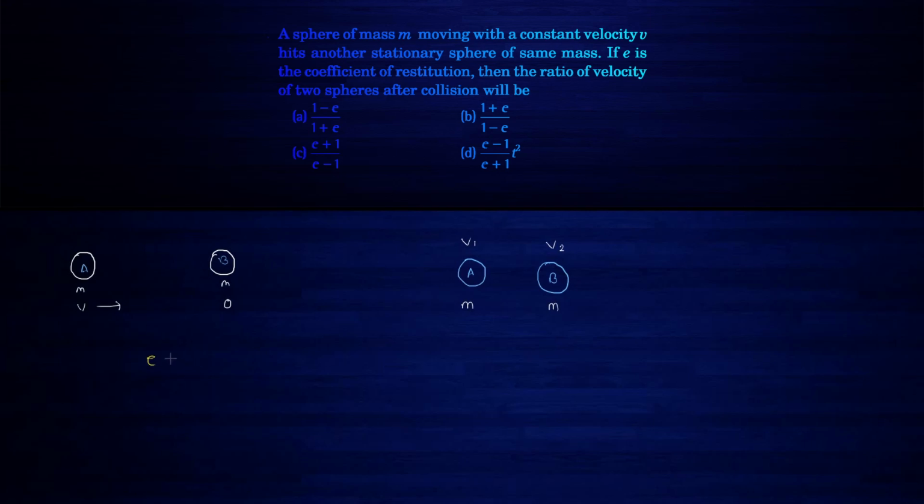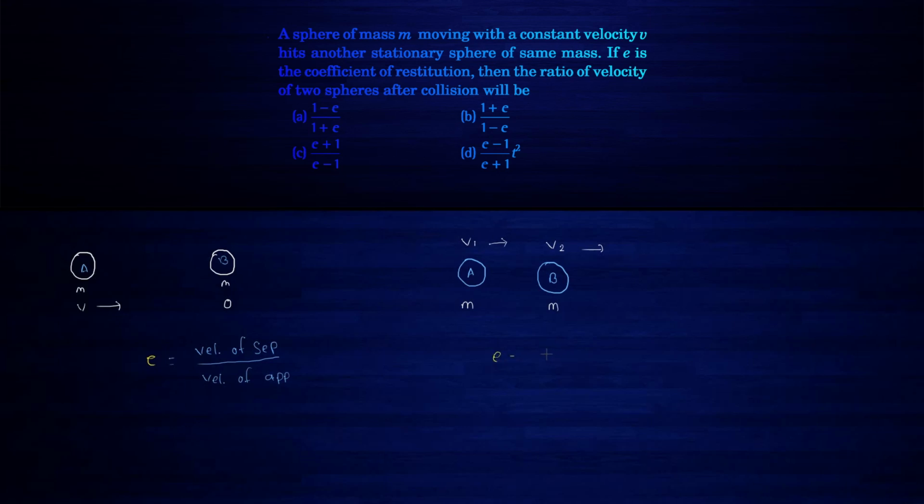We have coefficient of restitution as velocity of separation by velocity of approach. So let v1 and v2 be in these directions. If they are opposite, then we will get v1 and v2 as negative, so it won't make any problem.